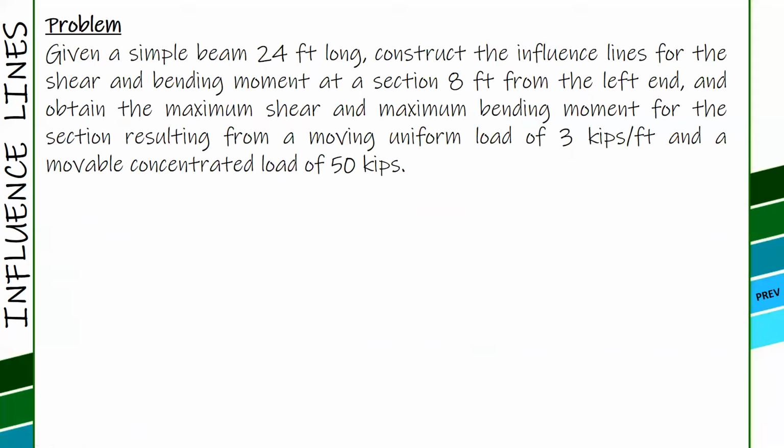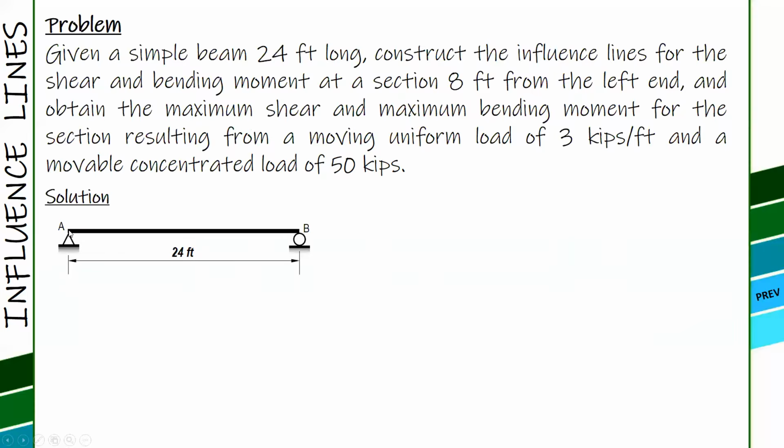Given the simple beam, 24 feet long, construct the influence lines for the shear and bending moment at a section 8 feet from the left end, and obtain the maximum shear and maximum bending moment for the section resulting from a moving uniform load of 3 kips per foot and a movable concentrated load of 50 kips. Okay.